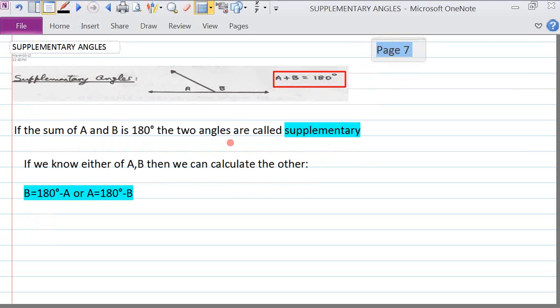The only difference with supplementary angles as compared to complementary angles is that the sum of the angles must equal 180 degrees. And again, there are 2 variables here. If we know one, we automatically know the other. Let's say I knew this angle A was 60 degrees. B would have to be 180 minus 60, or 120 degrees. Once I know one, I automatically know the other.